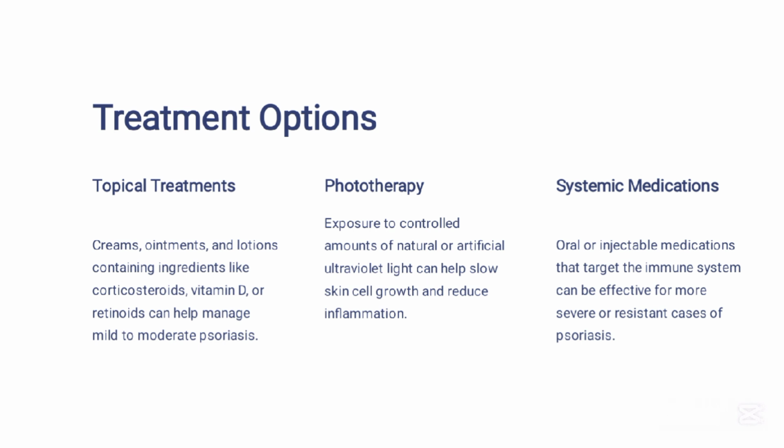Now, for the treatment of psoriasis, we see three different kinds of treatment. Topical treatments, creams, ointments, and lotions containing ingredients like corticosteroids, vitamin D, and retinoids can help manage mild to moderate psoriasis. Number two is phototherapy. Exposure to a controlled amount of natural or artificial ultraviolet light can help slow skin cell growth and reduce inflammation. And the third one is systemic medications. Oral or injectable medications that target the immune system can be effective in more severe, resistant cases of psoriasis.